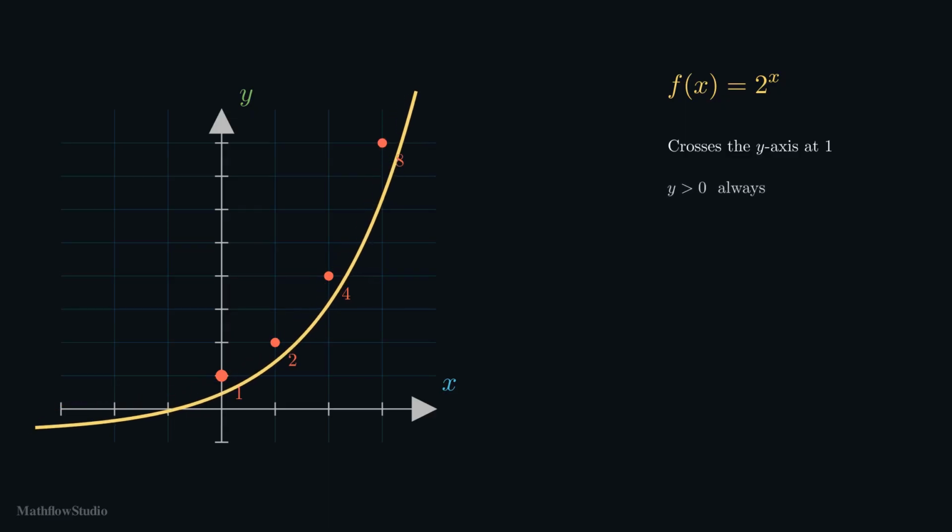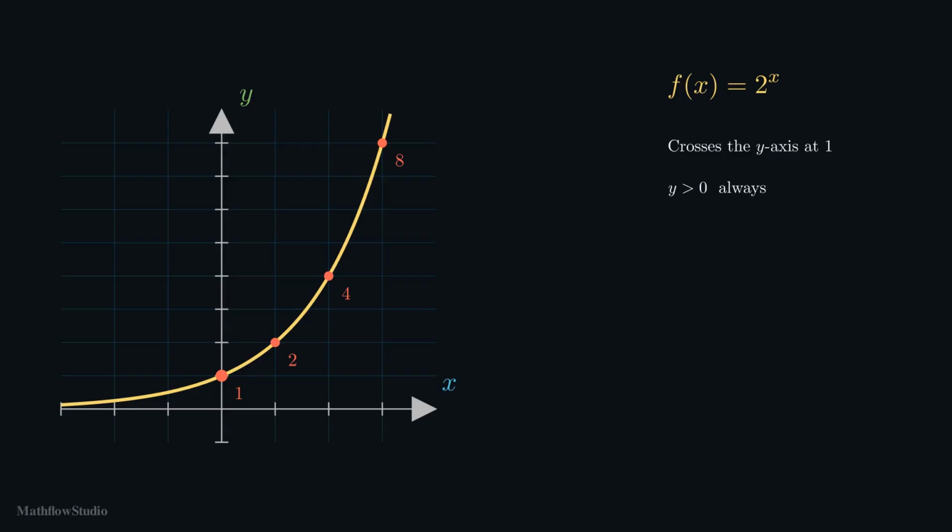The output stays positive forever. The curve never touches the x-axis. Going left, it keeps halving towards 0, hugging the x-axis as a horizontal asymptote.